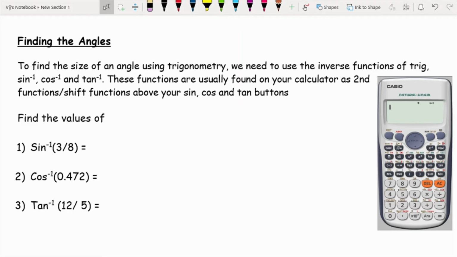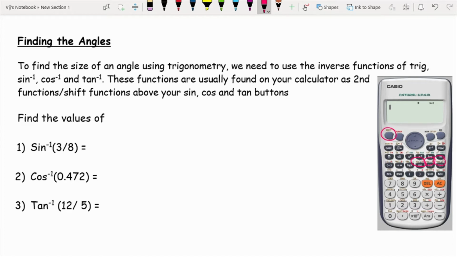These functions are usually found on your calculator as a second function or shift function above your sine, cos and tan buttons. As you can see on the calculator, you should be able to spot the inverse sine and inverse tan. Although the buttons are quite small, my inverse sine is just above there, my inverse cos is just above there, and inverse tan is just above there. To access these buttons, what I need to do is press shift first and then press the cos, tan or sine button.